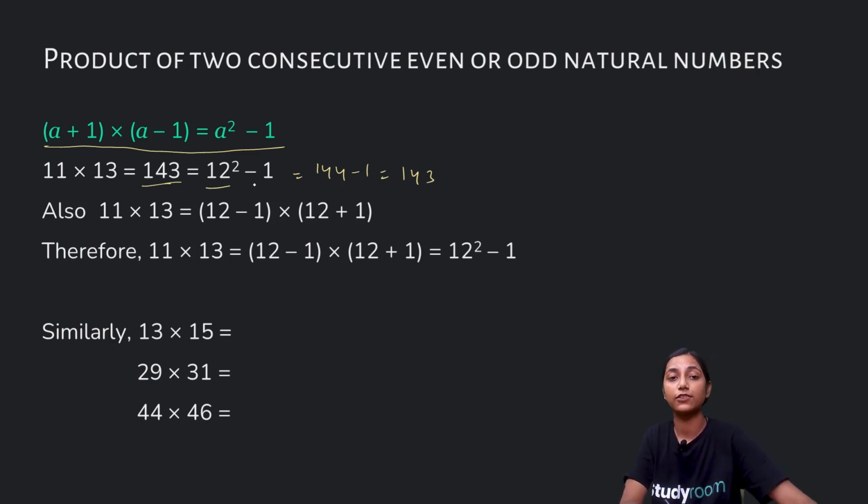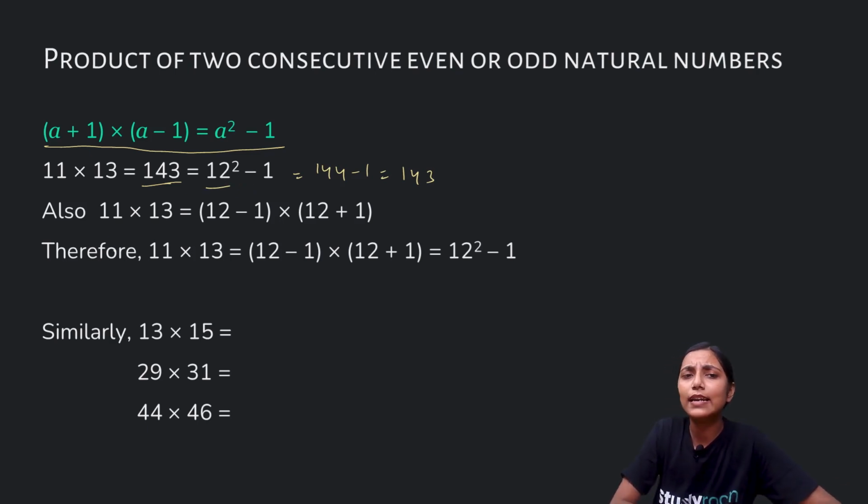That can be written as 12 square minus 1. Also, 11 into 13 can be written as 11 is 12 minus 1, and 13 is 12 plus 1. So 11 into 13 can be written as 12 minus 1 into 12 plus 1, or we can write it as 12 square minus 1, the same. This is how we proceed for such numbers. Similarly, let's do these questions.